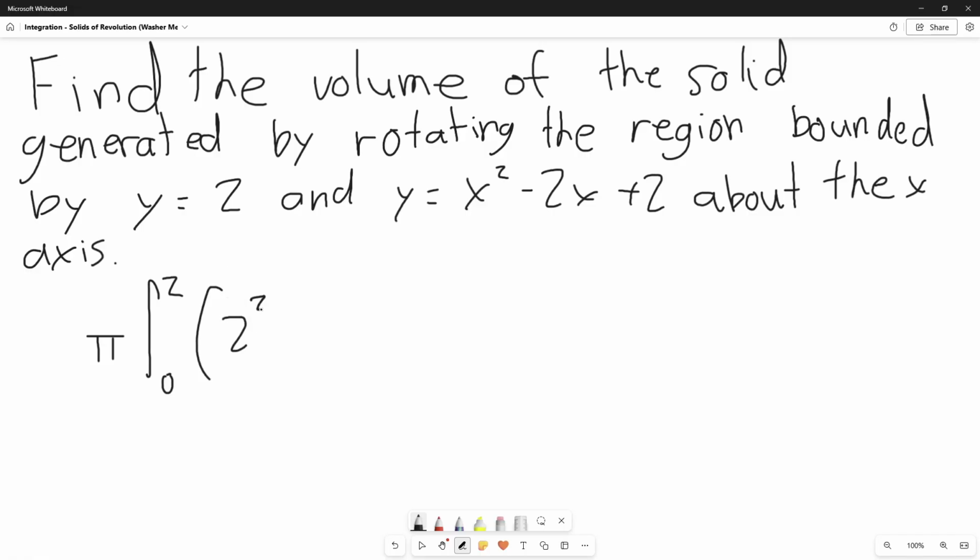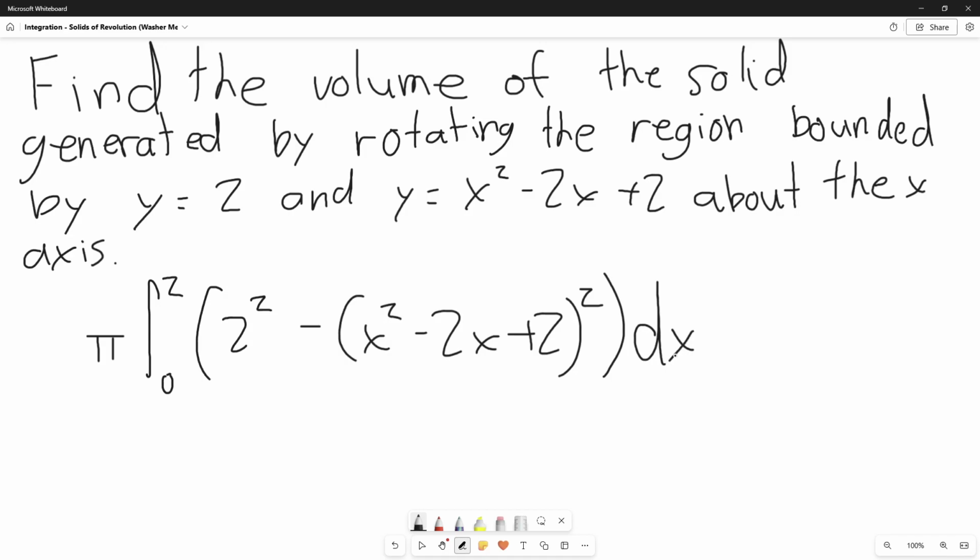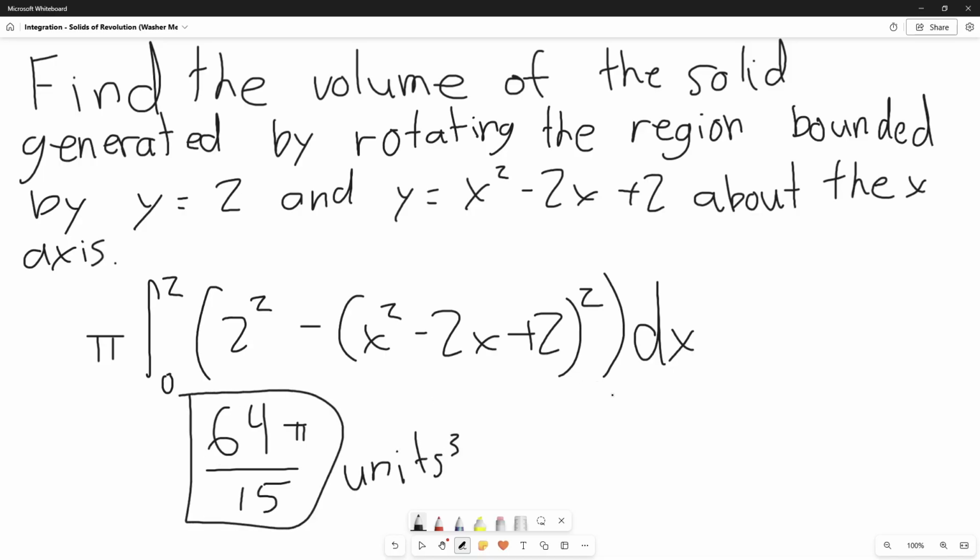So it's going to be 2 squared minus x squared minus 2x plus 2 squared, dx. And then you can plug this into your calculator, and you should get 64 pi over 15 units cubed. And that's our final answer for this problem.